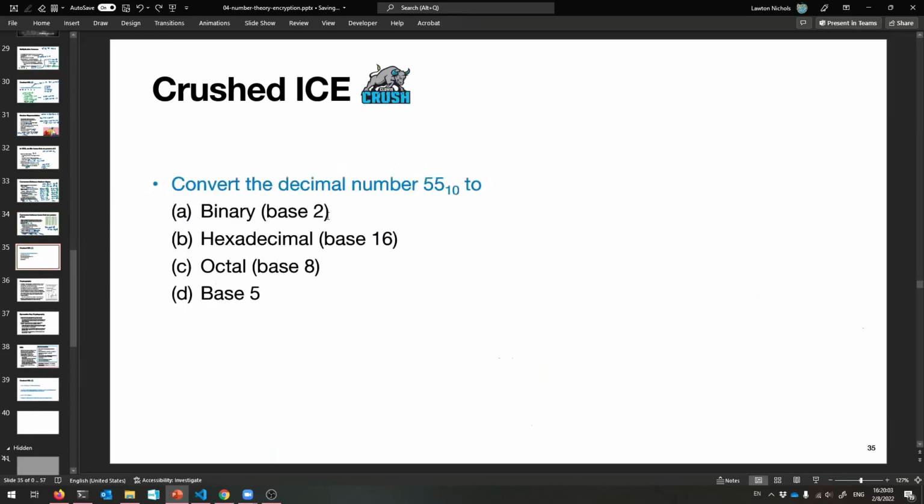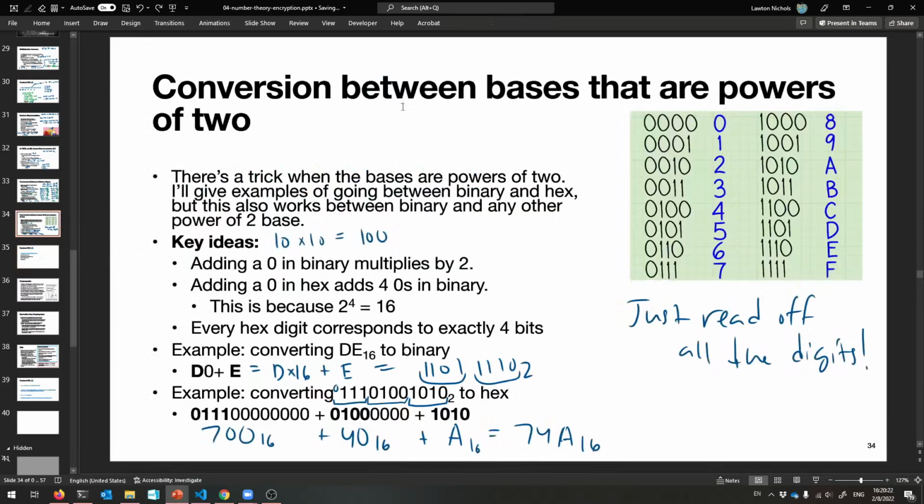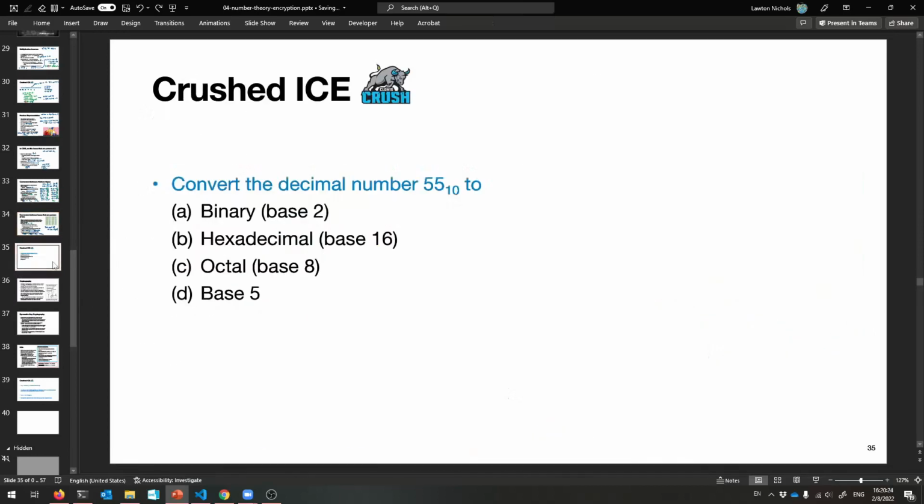Okay? So now it's your turn. Give this all a try, please. Take the starting number 55, decimal, convert it to binary, convert it to hex, convert it to octal, convert it to base 5. And think about maybe using this idea to save you some time. What's the best thing to go to first? Think about it that way.